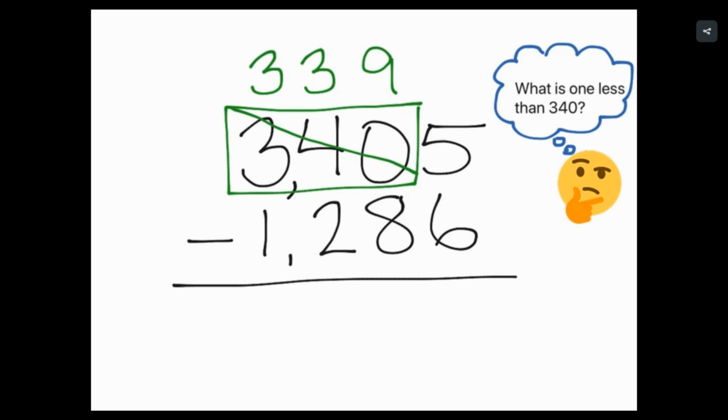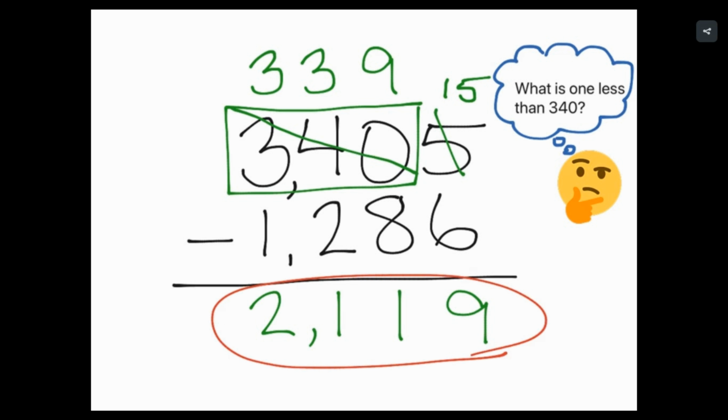So I can give 10 more to my ones place and create the number 15. After this, I can subtract just like normal. 15 minus 6 is 9. 9 minus 8 is 1, 3 minus 2 is 1, and 3 minus 1 is 2. So my final answer, or difference, is 2,119. That's how you use squaring off to subtract across zeros.